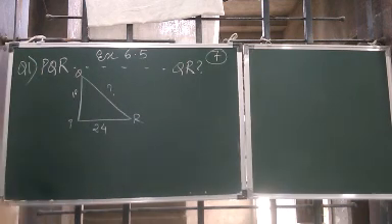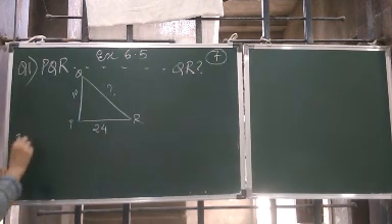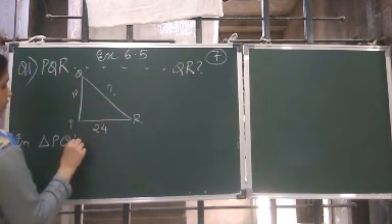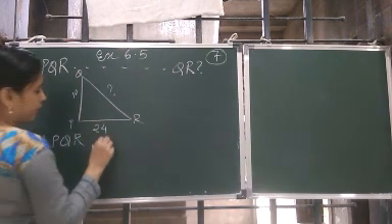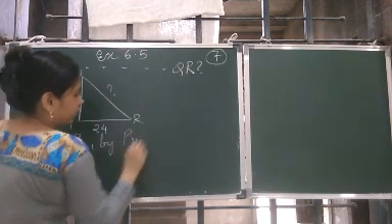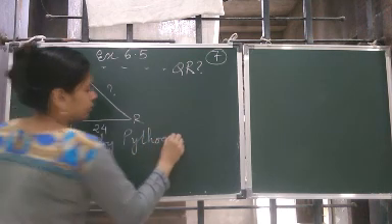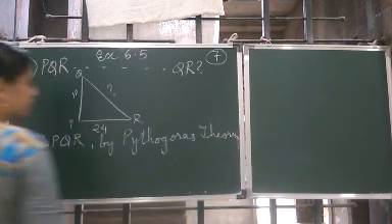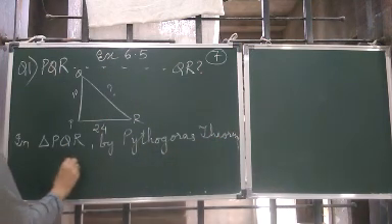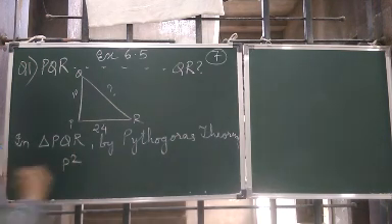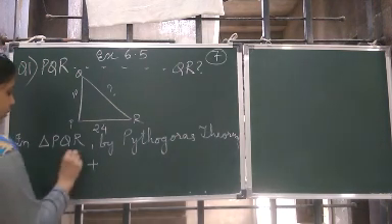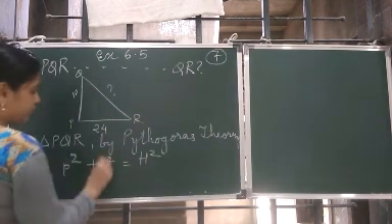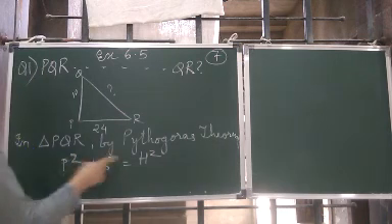Since it is a right triangle, directly we can write in triangle PQR, by Pythagoras theorem, perpendicular square plus base square. You can write small p also. p square plus b square is equal to h square. I am writing it down. p square plus b square is equal to h square.